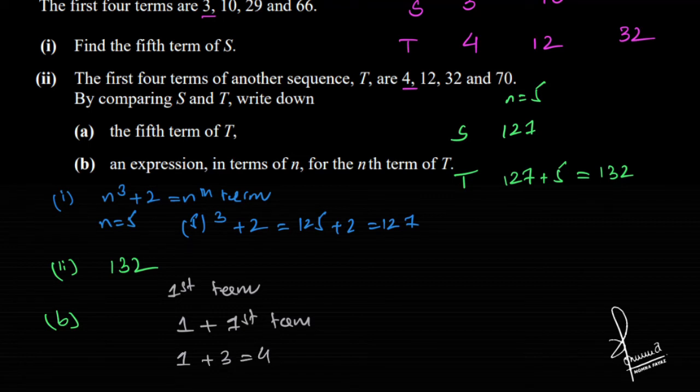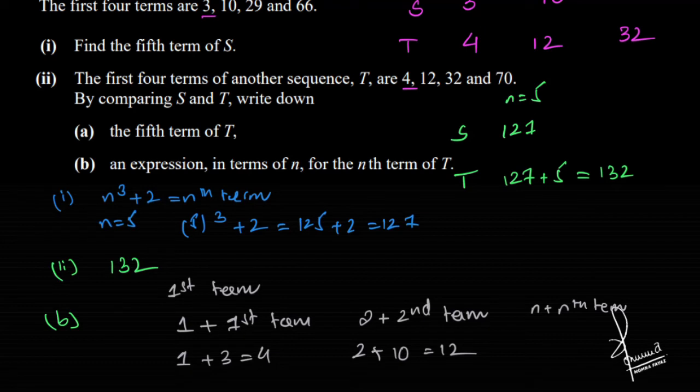Similarly, in the next term, you were adding 2 to the second term to get the second term for T. That means 2 plus the second term of S, which was 10. So 2 plus 10 equals 12. Similarly, if you want to find the nth term, I will do n plus the nth term. If I am finding the first term, I am doing 1 plus the first term.